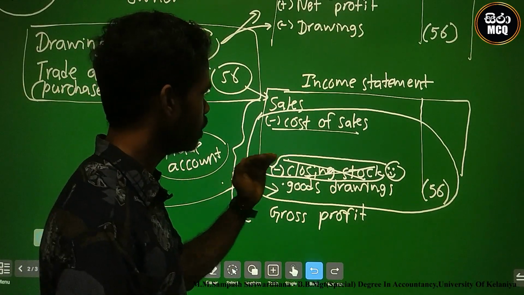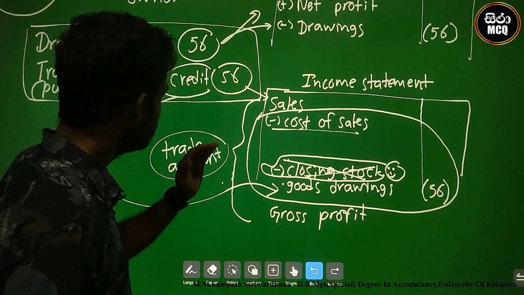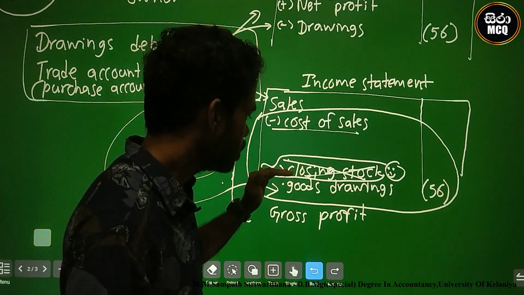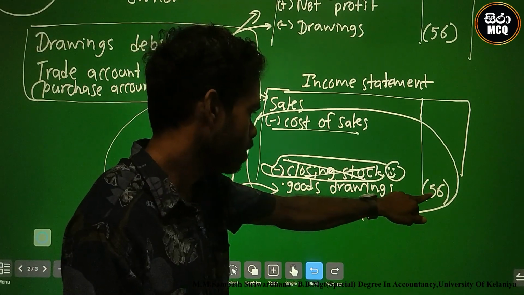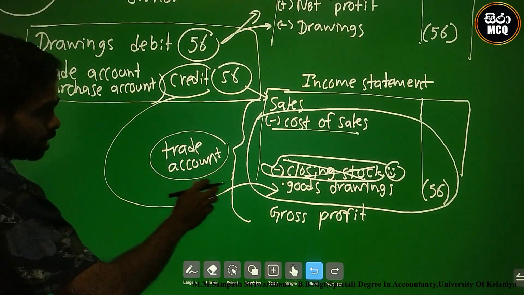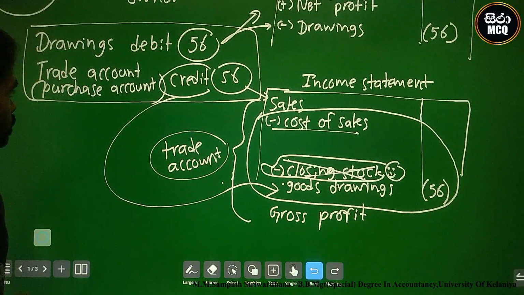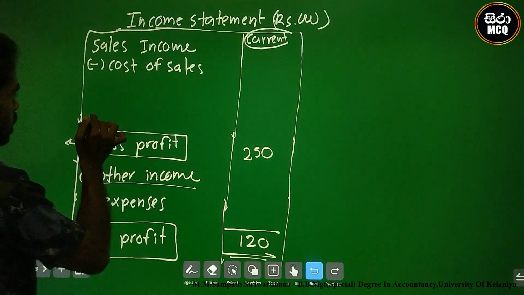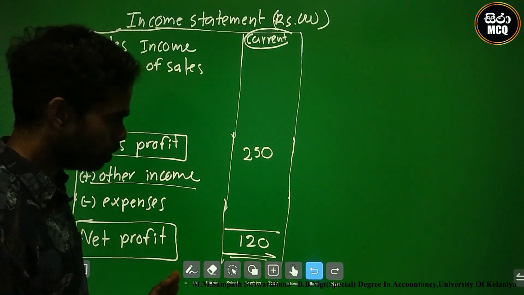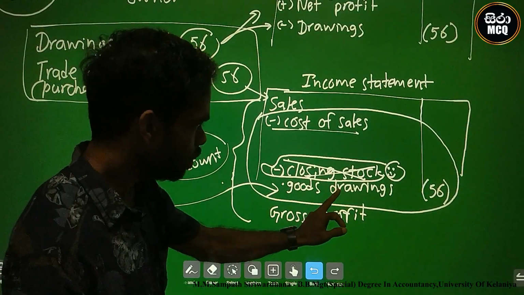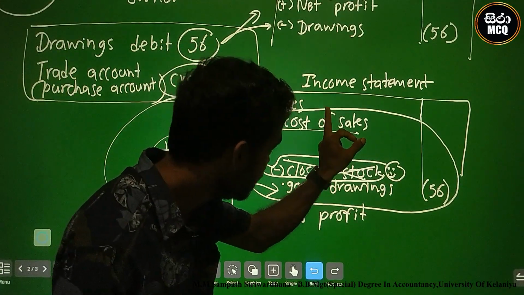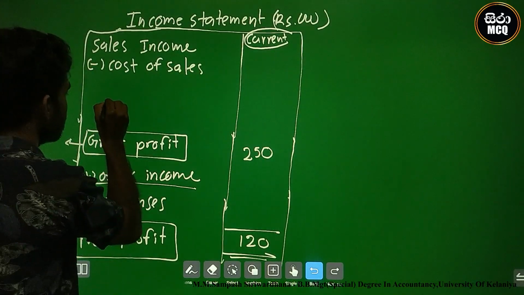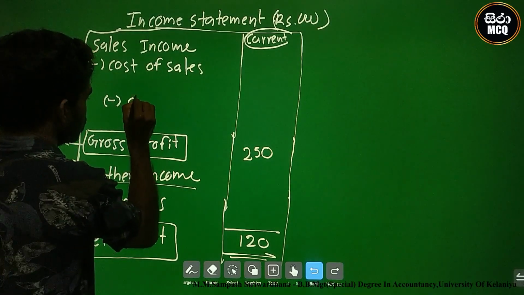There is a goods drawings impact. At this time, goods drawings, look here, trade account credit means we must deduct from the cost of sales. At this time, the credit short, I use the major one. There's a gross profit. What is the entry? You know, goods drawings are deducted from cost of sales. I deduct from cost of sales. I deduct from closing stock.